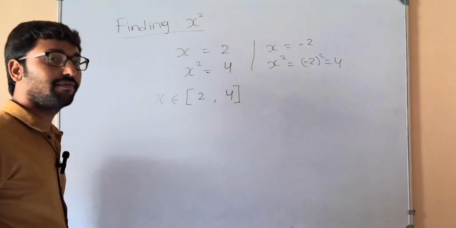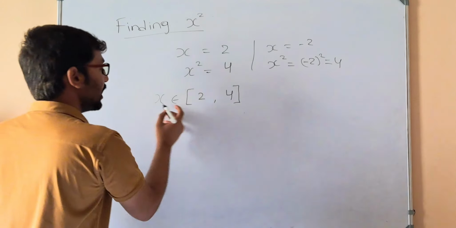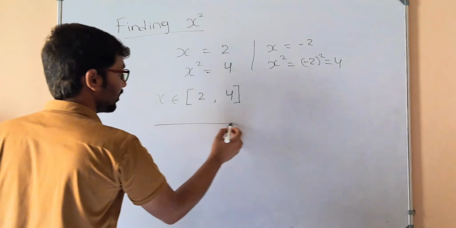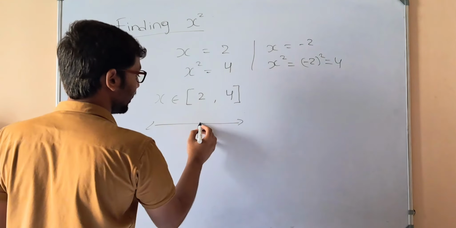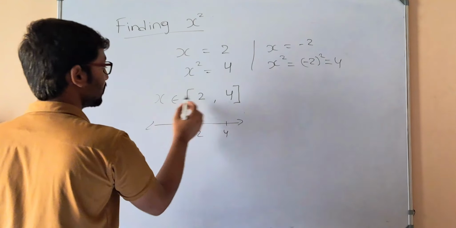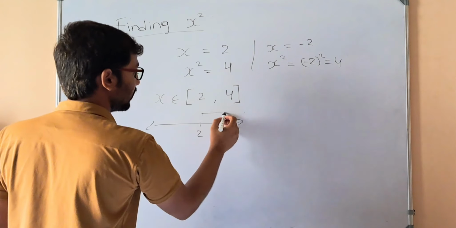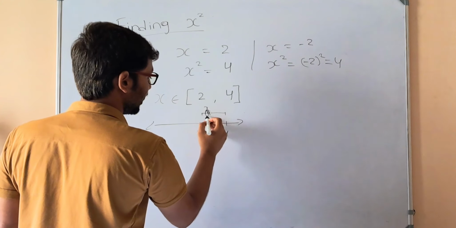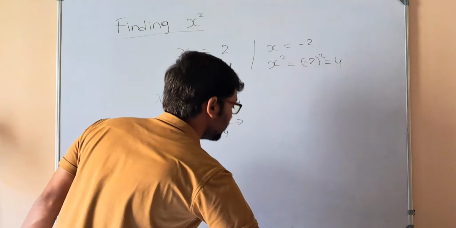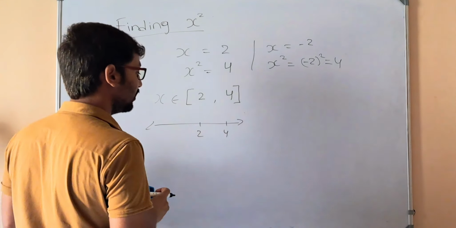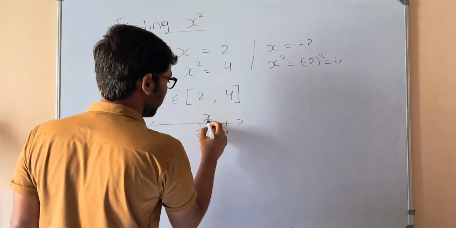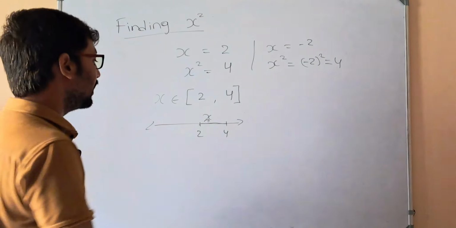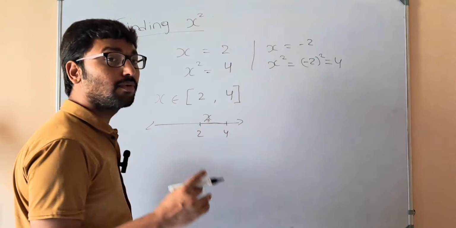This is an interval, friends. Whenever you need to find x square, do it this way, which is the easier way. Draw a number line. Here it is 2 and here it is 4. So x belongs to these values, from here to here, 2 to 4. These are the values of x.